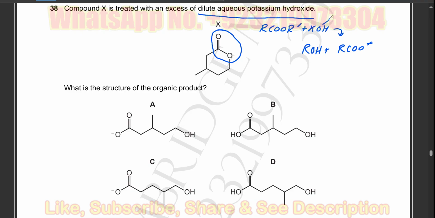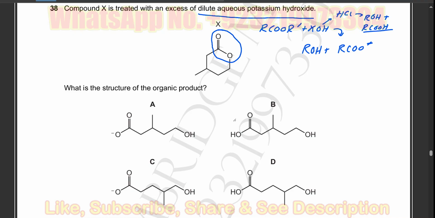But if you had HCl, or any acid, let's suppose, then you would have gotten alcohol plus the carboxylic acid. But this time you have a base, or an alkali, instead of an acid, so that's why you will get alcohol plus carboxylate ion. Okay, now let's check here.